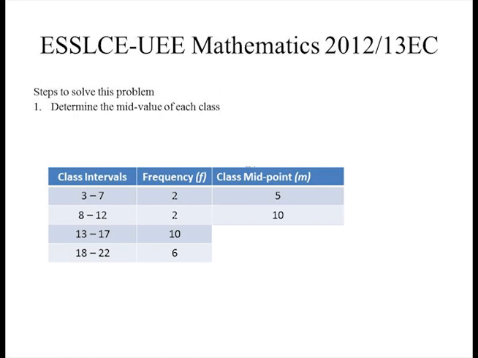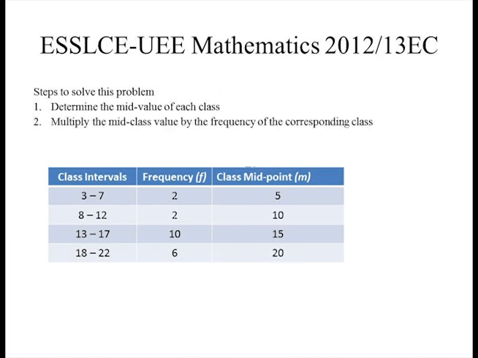The mid value of 13 up to 17 is 13 plus 17 divided by 2. 13 plus 17 is 30. 30 divided by 2 is 15. The mid value of 18 up to 22 is 18 plus 22 divided by 2. 18 plus 22 is 40. 40 divided by 2 is 20.